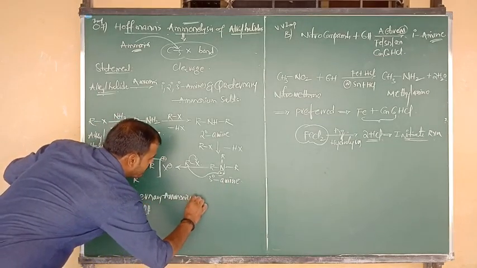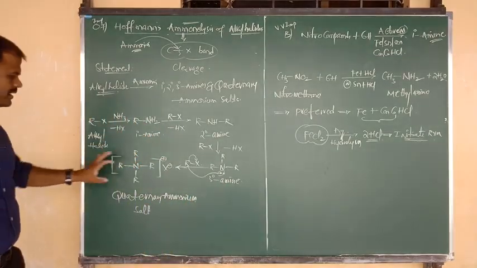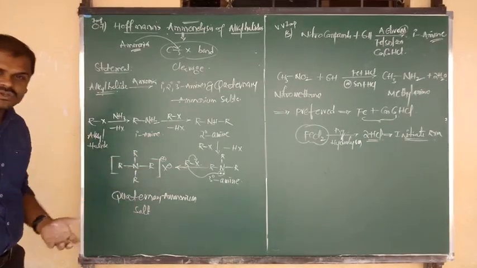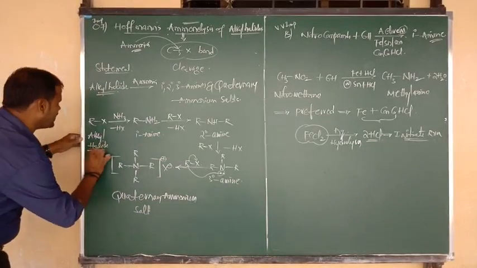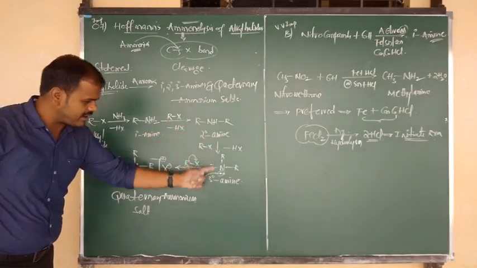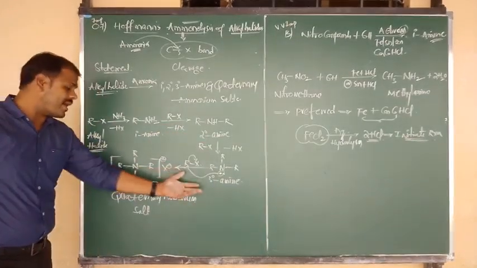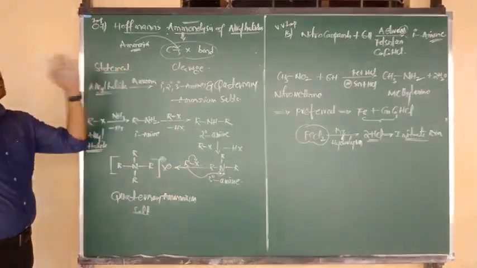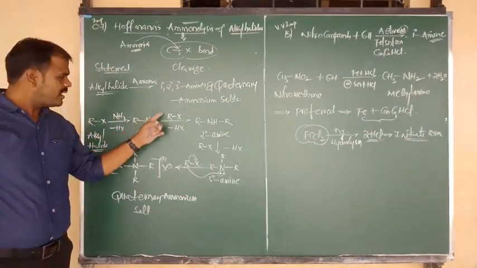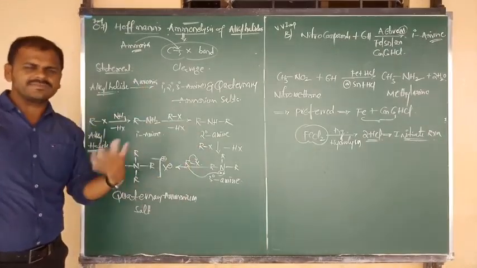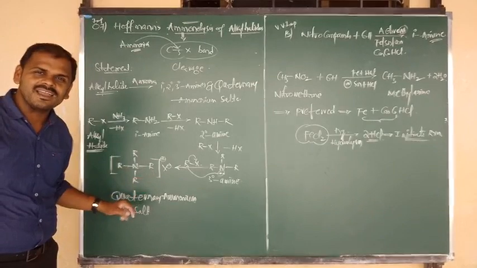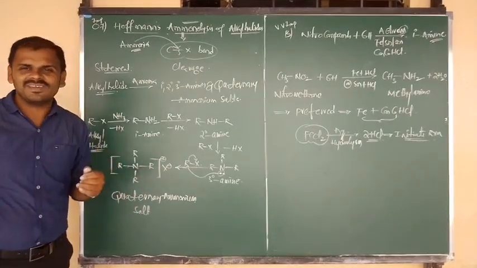So what is your final product? The final product name is the quaternary ammonium salt. So what I have told you: alkyl halides on reaction with ammonia give primary, secondary, tertiary amines, and finally it also forms quaternary ammonium salts. In the place of R we can write CH3. In all R places we can write CH3. So CH3, CH3, CH3, CH3. Tetramethyl ammonium chloride. Like that we will get the product.